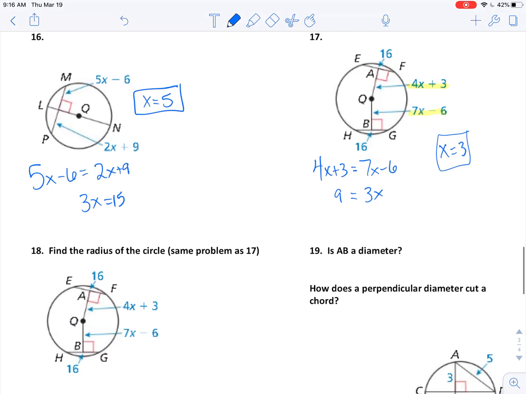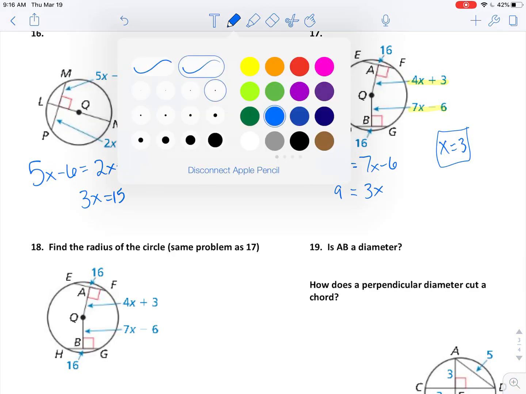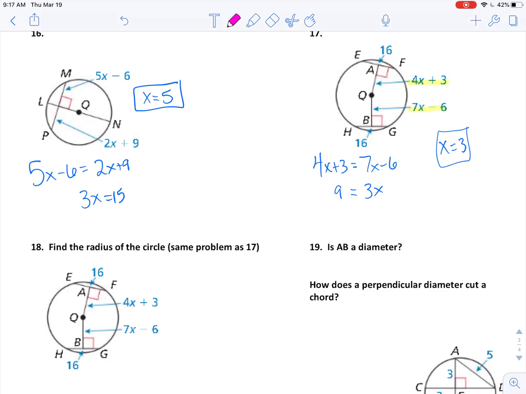Now keep this idea in mind. Keep that x in mind. X is still 3. We're going to use the same circle in number 18. But here we're going to find the radius. So what you want to do is draw in a radius. If x is 3, then this must be 4 times 3 is 12, plus 3 is 15. And if this is through the center, if it's cutting that chord at a right angle, then how must it cut the chord? What do I know about the two sides here? Well, this must be 8.